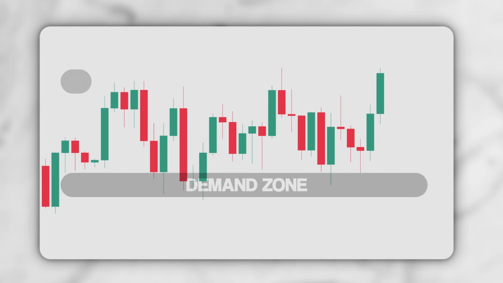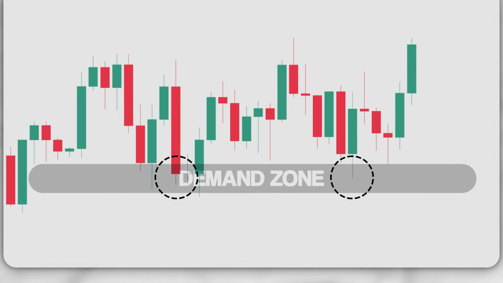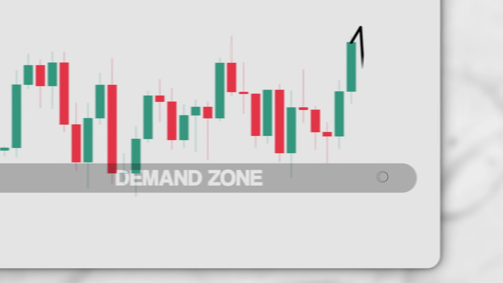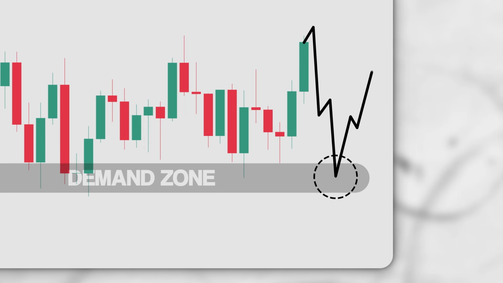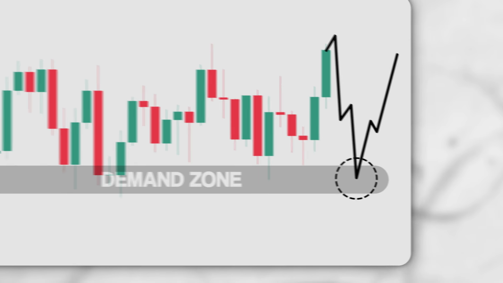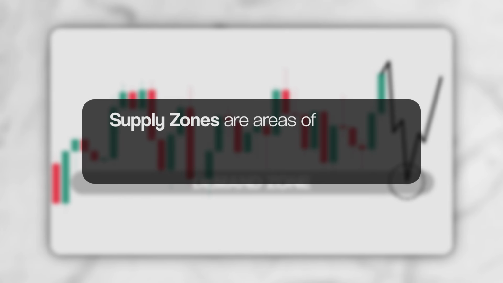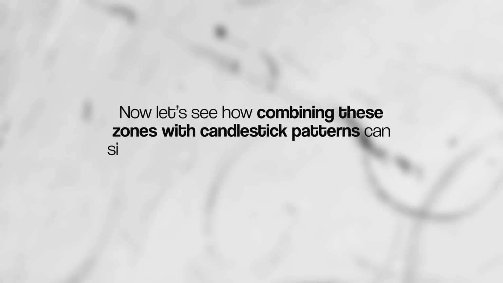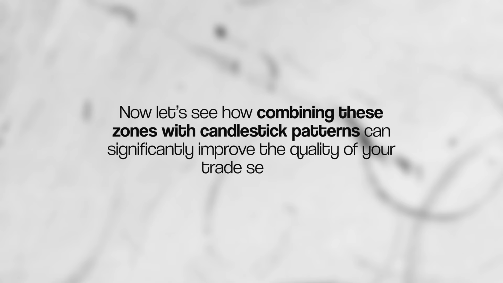A demand zone is the opposite. It is an area where buying pressure previously exceeded selling pressure. In this zone, buyers stepped in strongly and pushed the market higher. When price comes back to this area, buyers often defend it again. In simple terms, supply zones are areas of potential selling interest, and demand zones are areas of potential buying interest. Now let's see how combining these zones with candlestick patterns can significantly improve the quality of your trade setups.